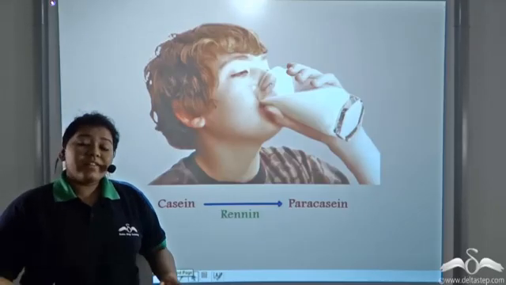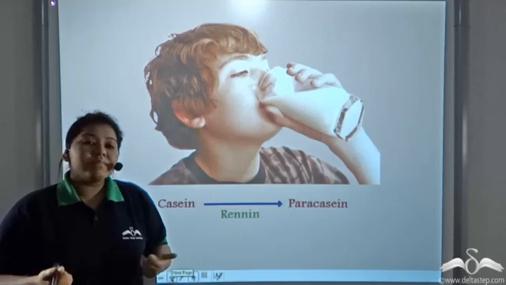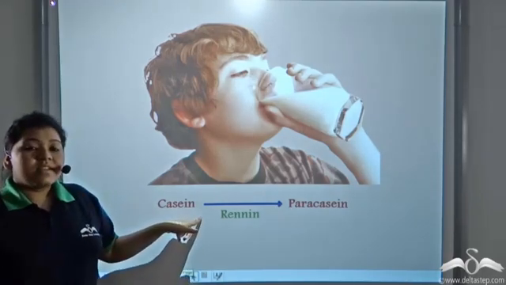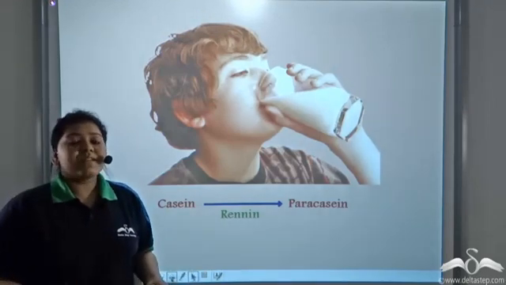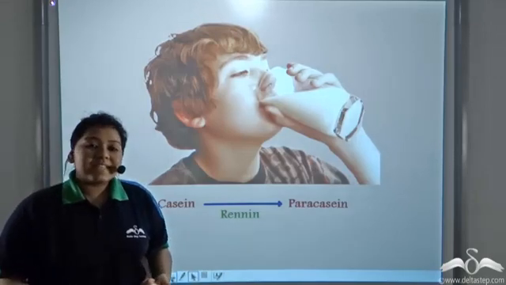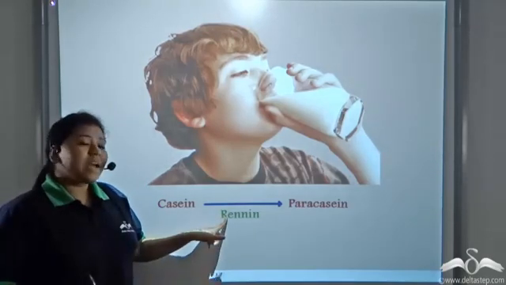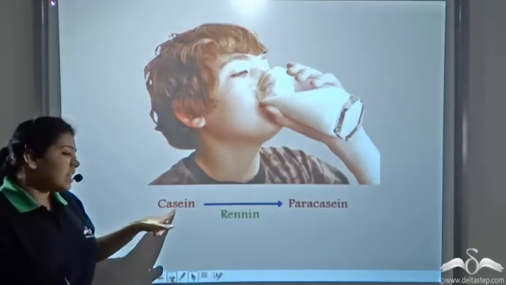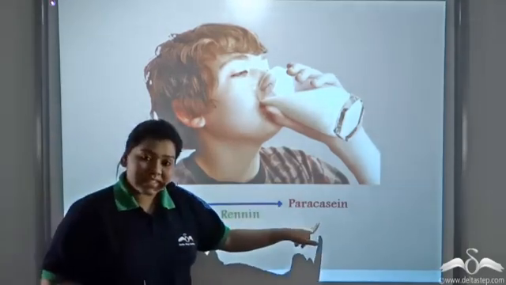Now, there is another protein present in milk. It is known as casein. To digest this milk protein, the stomach releases an enzyme known as renin. Renin digests casein into paracasein.